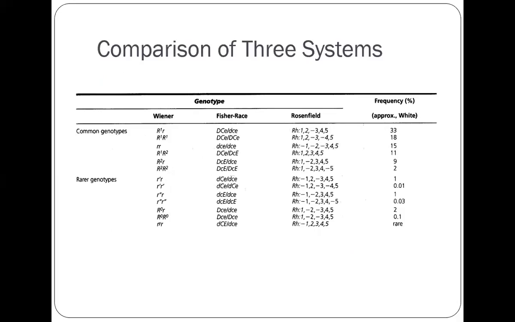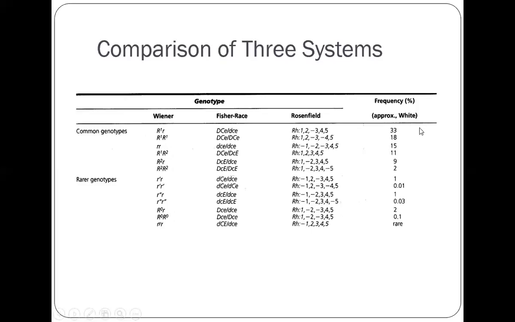And here's a nice comparison of all 3 systems. So again, we have our genotypes that are described using the Wiener and Fisher-Race systems. So we're talking about inheriting genes. And then with Rosenfield, we're talking about each individual phenotypic expression of the antigen based upon whether there's nothing next to the number or if there's a negative.